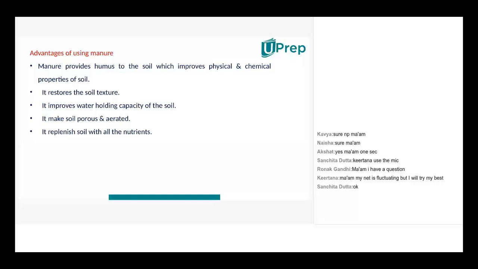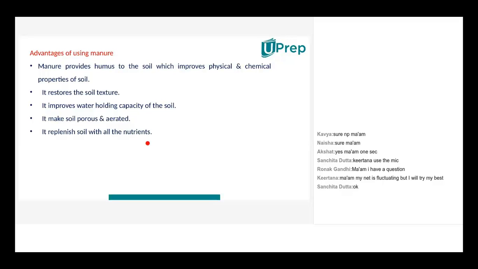Sorry? What is humus? It's like the organic component of soil. It's formed by decomposition of leaves. Very good. It forms by the decomposition of leaves or stem or twig, right? So basically because of this humus, it improves the physical and chemical properties of soil.